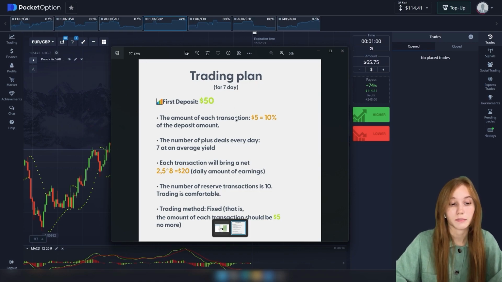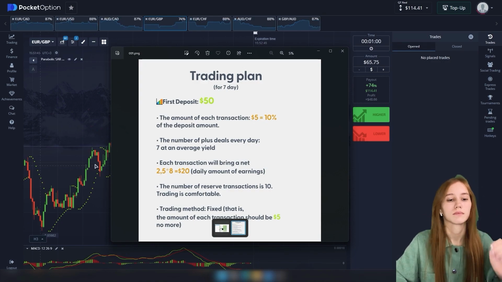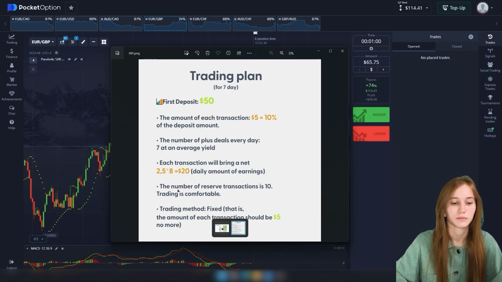So I repeat, this depends on your initial deposits. If you want to understand more, the first deposit amount of the total deposit should not be $50. It should be in bigger amounts. And by that you'll increase your balance. So it's fixed method of trade. Each deal should be no more than $5 to clearly understand your trading plan.